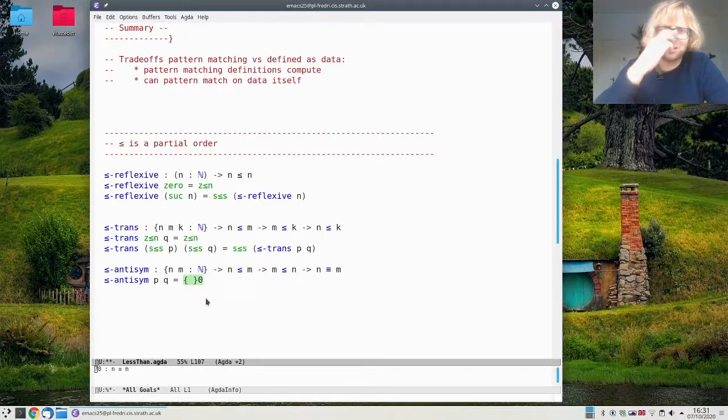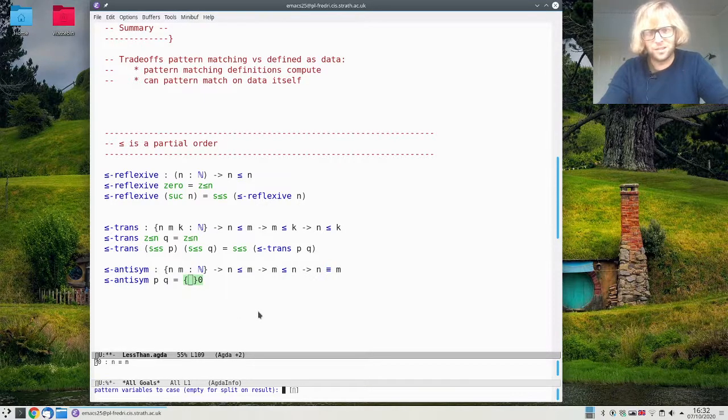Okay, finally let's show that this relation is antisymmetric, which means that if n is smaller than m, and if m is smaller than n, so they're both smaller than each other, then they must be the same number. So we know that it's reflexive, so we can't say that this is impossible, that it's symmetric, but we can say that the only case where it's possible that they are both smaller than each other is if they are the same number. Okay, so how do we do this? Well, let's pattern match on the p again.